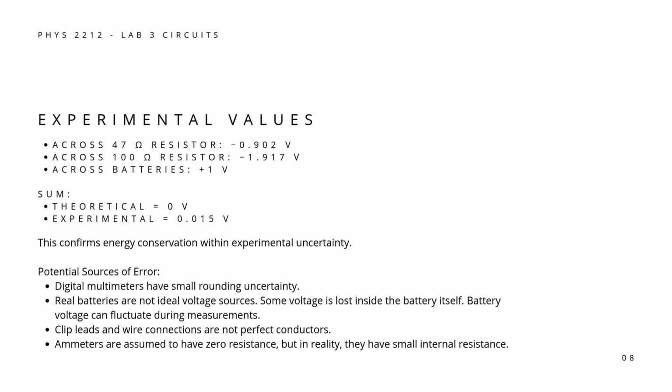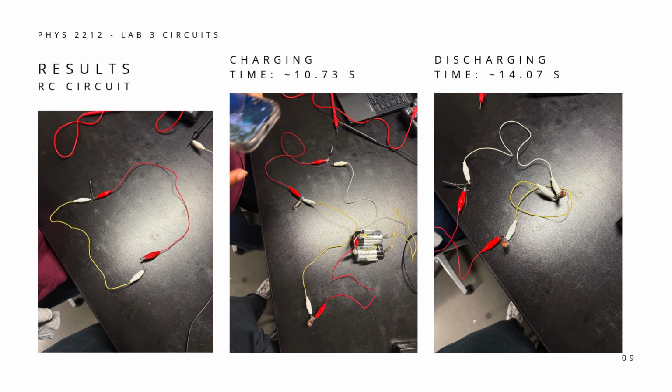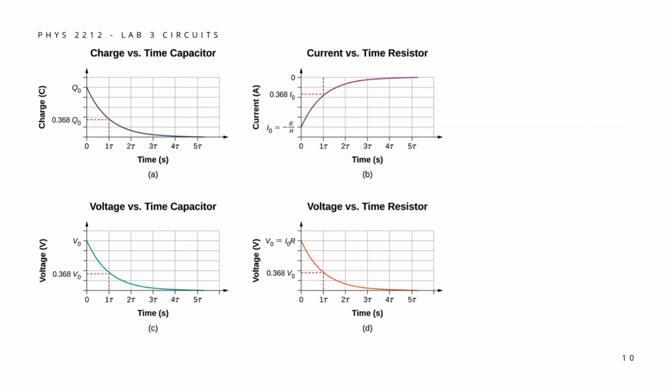For our RC circuit results, the theoretical model predicts that the voltage and current in an RC circuit decays exponentially with a time constant equal to RC. Based on the circuit values, the expected time constant was approximately 10 seconds, but our measured charging time of 10.73 seconds agrees closely with this prediction. However, the longer discharging time of 14.07 seconds likely results from non-ideal resistance changes in the light bulb and internal circuit effects. Here are some results just showing the time constant model, where you can see when that graph begins to level off, that is one time constant.